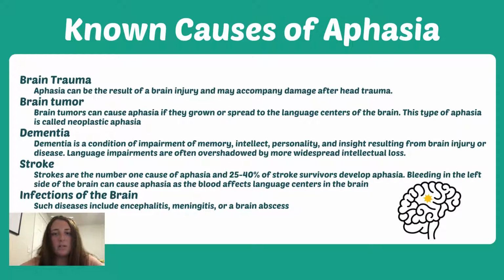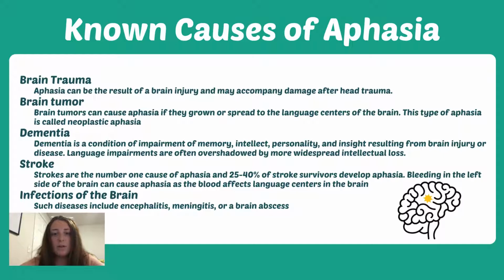Dementia can also cause aphasia because it is a condition of an impairment of memory, intellect, personality, and insight resulting from brain injury or disease. However, language impairments are often overshadowed by more widespread intellectual loss. A stroke can cause aphasia.